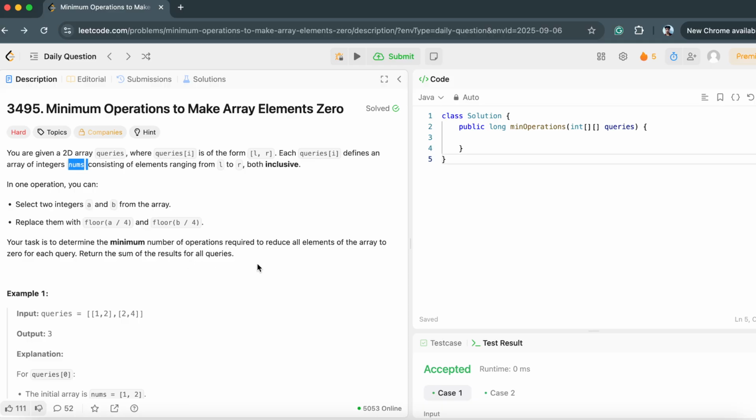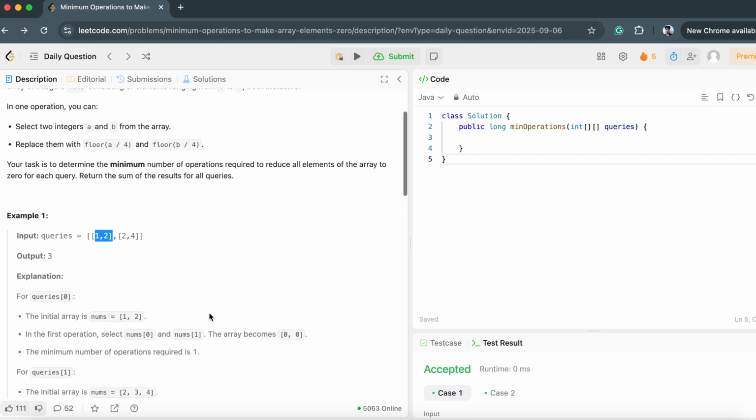Okay. So the goal is whatever the queries range elements that we have, we just have to pick any two elements and divide them by 4, and we have to make sure that all the elements available in this particular nums array become 0. And minimum operations is something we have to consider, and whatever the result that we are getting, we have to just sum them up and return the results.